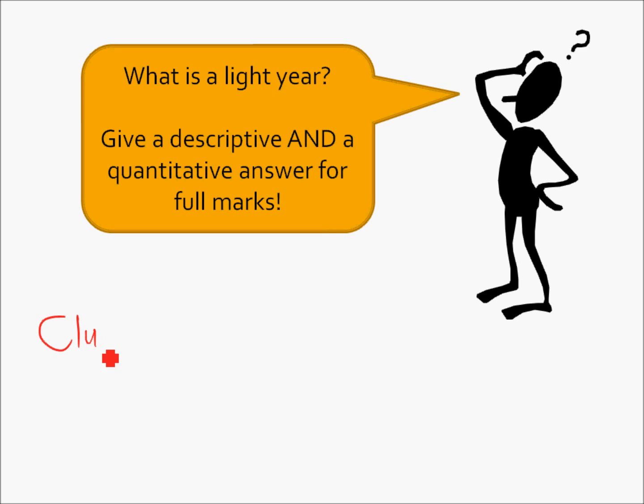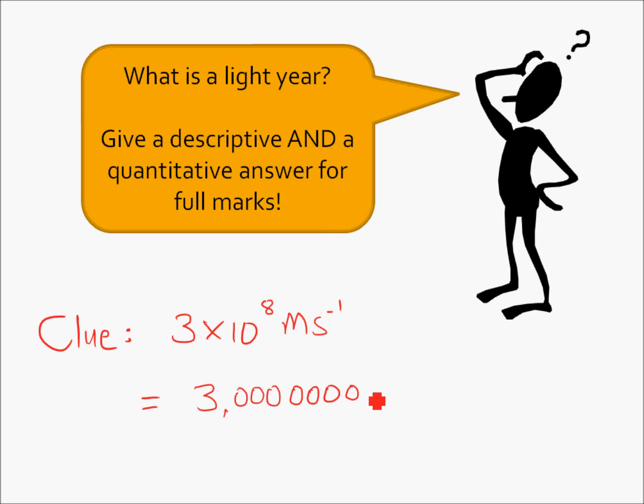Struggling? Here's a clue. The speed of light is 3 by 10 to the 8 meters per second, and that is the same as 300,000,000 meters per second. I put my commas in the wrong place there. So light travels 300 million meters per second.